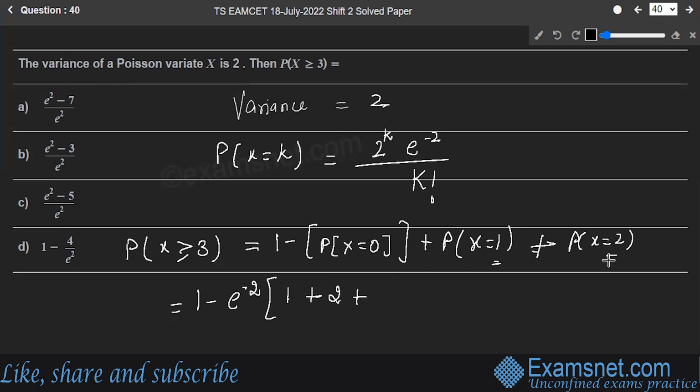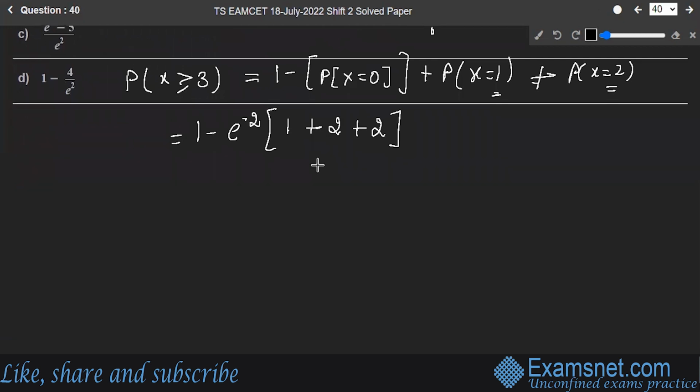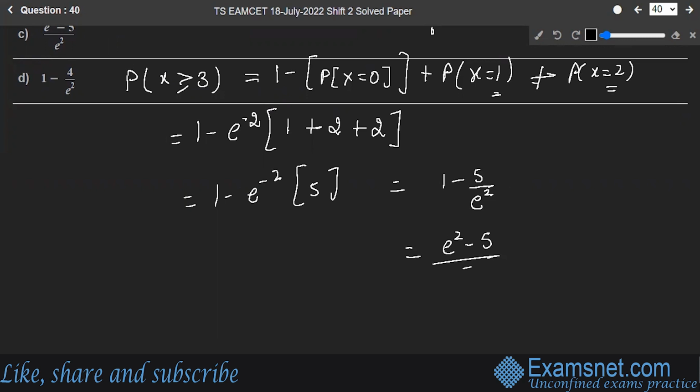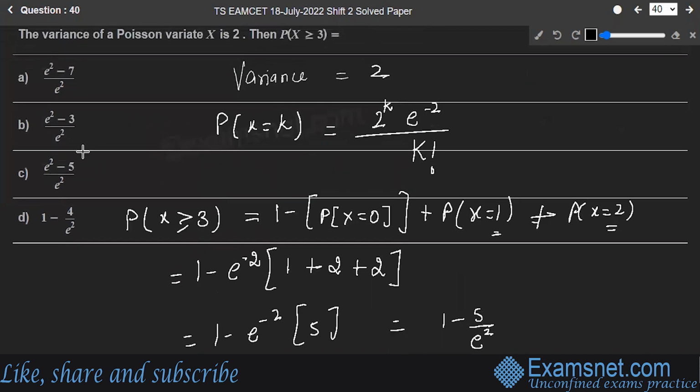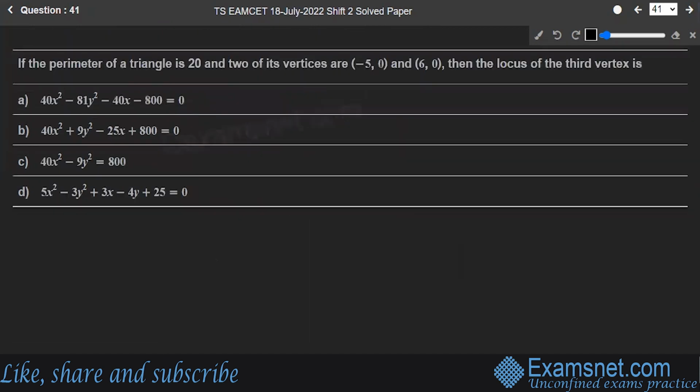And when I put this equal to 2, it will become 2 again, right? So this is equal to 1 upon e raised to power minus 2 into 5, or 1 minus 5 upon e raised to power 2, or e raised to power 2 minus 5 upon e raised to power 2. This is the answer to the question. Let's check. We have option C as the correct answer. Hope you understood.